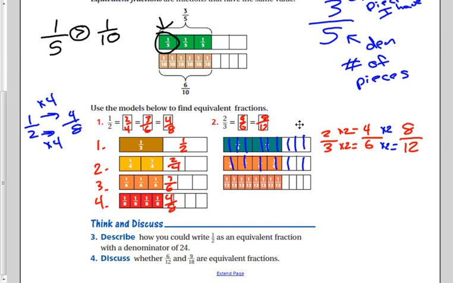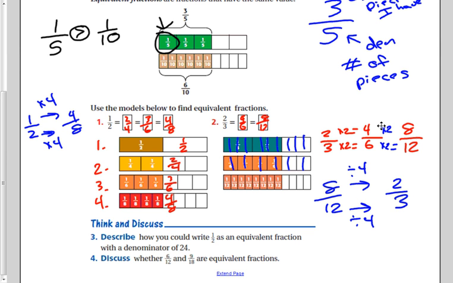Now this also works for division. If I want to take my 8/12 over here and change that back to 2/3, I know that they're equal, but let's see what happens. How do I get from 8 to 2? I divide by 4. How about 12 to 3? Divide by 4. So it also works to divide the top and bottom by the same number.